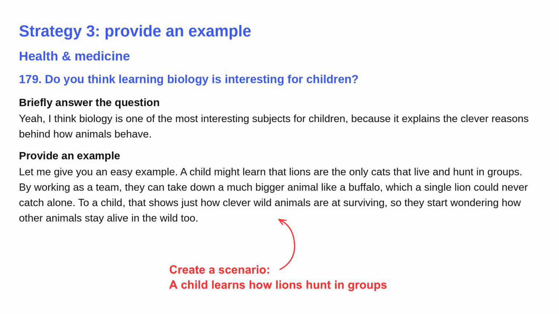A child might learn that lions are the only cats that live and hunt in groups. By working as a team, they can take down a much bigger animal like a buffalo, which a single lion could never catch alone. To a child, that shows just how clever wild animals are at surviving, so they start wondering how other animals stay alive in the wild too.